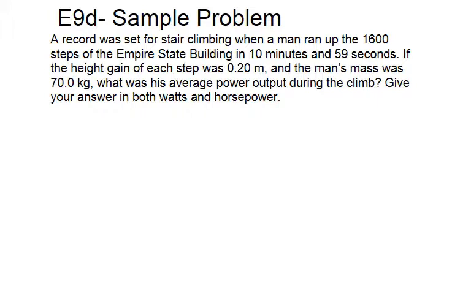Okay, so let's go ahead and apply this to a situation where we have this record-setting feat by the person climbing these stairs, running up 1,600 steps of the Empire State Building in 10 minutes and 59 seconds. If the height gain of each step is 0.2 meters and the man's mass is 70 kilograms, what is the average power output during the climb? So let's go ahead and do this in watts and horsepower.